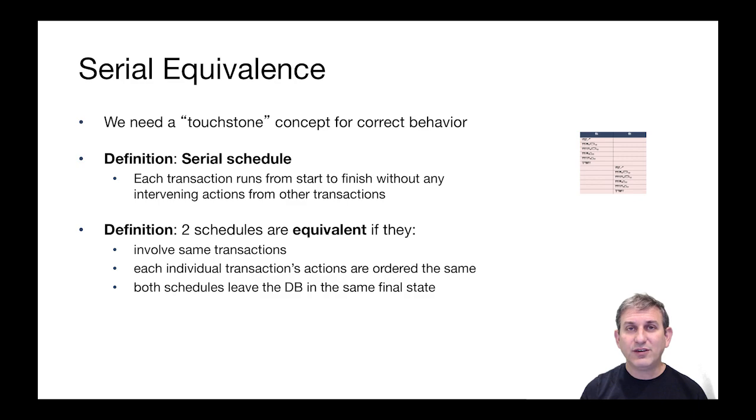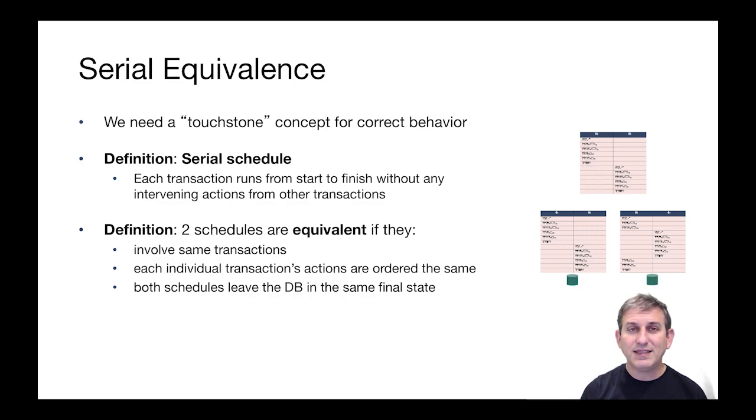Having a definition of a serial schedule, let's talk about a definition of two schedules being equivalent. We'll say the two schedules are equivalent if they satisfy the following three properties. They involve the same transactions, so these two different schedules have the same columns with the same actions in each column. Each individual transaction's actions are ordered the same, so as you go down a column, you see the same sequence of actions in the two different schedules. And both schedules leave the database in the same final state. One way or another, running these transactions in these two different interleavings leaves the database in the same state. If that's true, we'll say that the two schedules are equivalent.